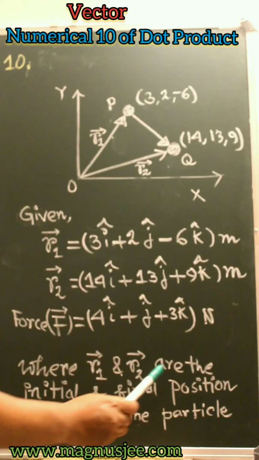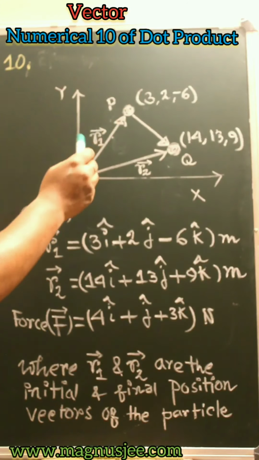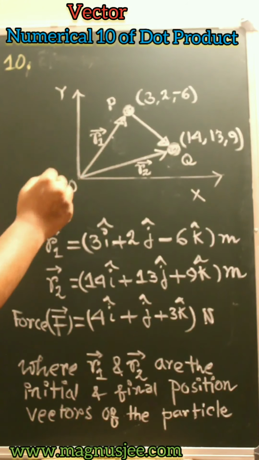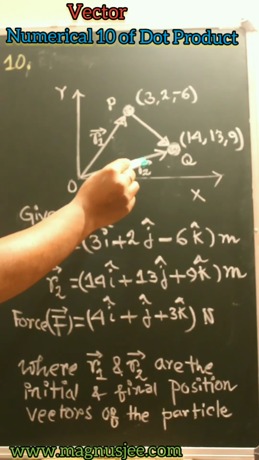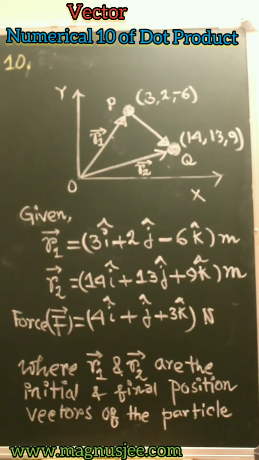where vector R1 and vector R2 are the initial and final position vectors of the particle at the points P and Q. When the particle is at the point P, vector R1 is the initial position vector and vector R2 is the final position vector.